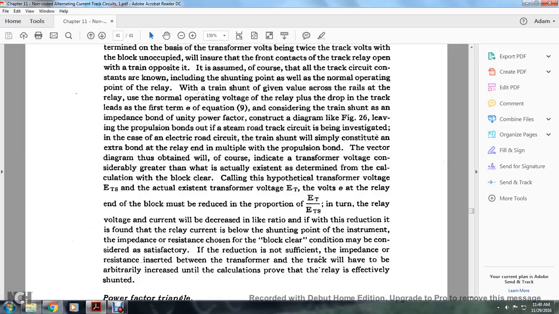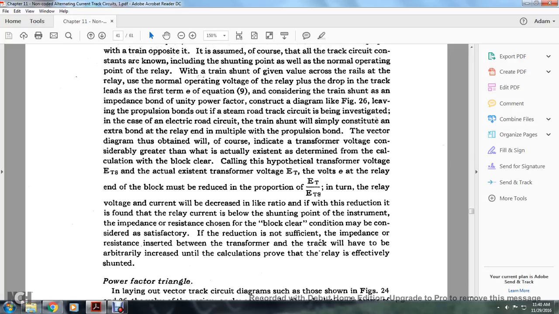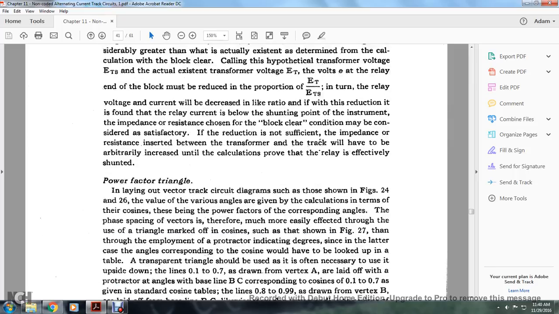ETS. In turn the relay voltage and current will decrease in like ratio if the reduction is found. If the relay current was below the shunting value, the impedance or resistance shows the block clear condition is satisfactory. But with the reductions insufficient, the impedance or resistance inserted between the transformer and the track will have to be arbitrarily increased until the calculation proves the relay is effective and shunted.